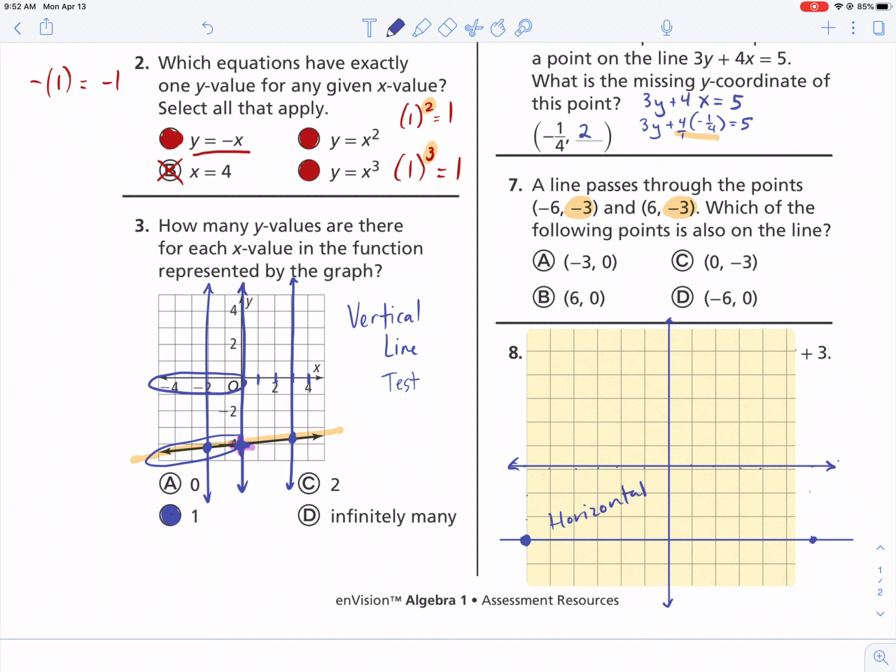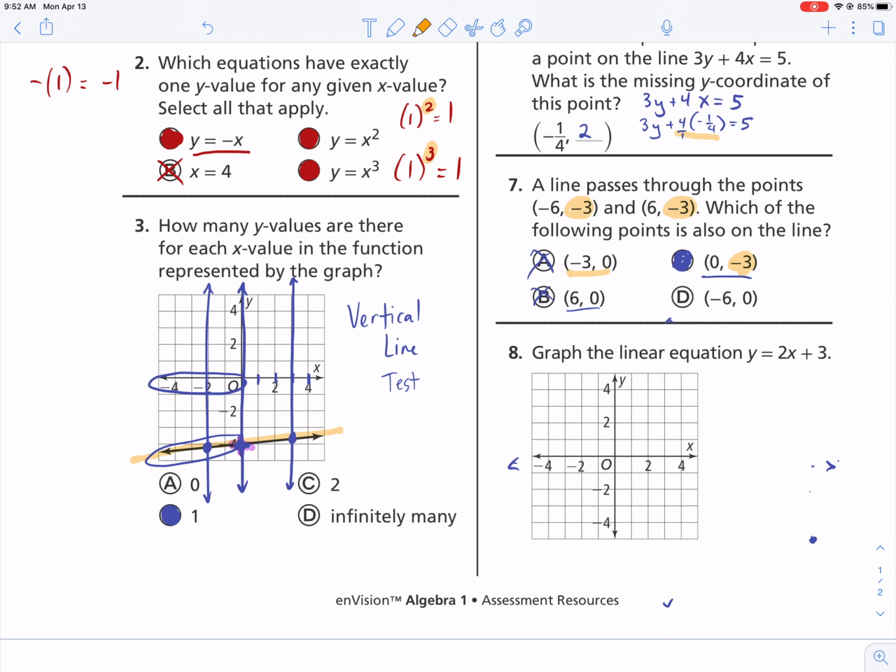The way we can tell that even if we didn't have a graph is because our y's are both negative 3. So technically what we're looking for in any of our multiple choices is whether there are any y values that are negative 3. If I look at A, nope, it doesn't have any. If I look at B, it doesn't have any. If I look at C, yep, 0, negative 3. If I were to plot this point, 0, negative 3, we would see that it is on that line. So we end up with C for this option because our y value is negative 3.